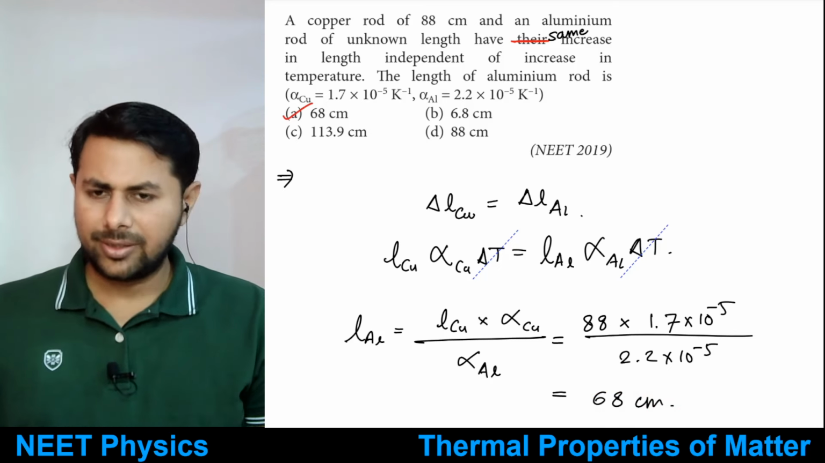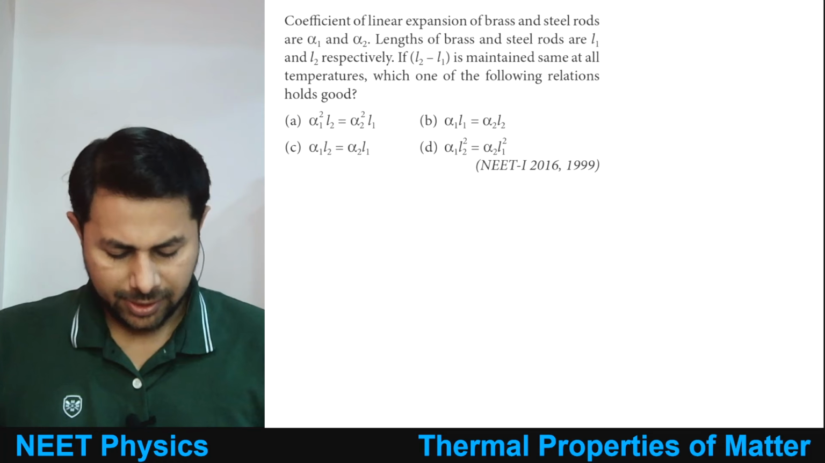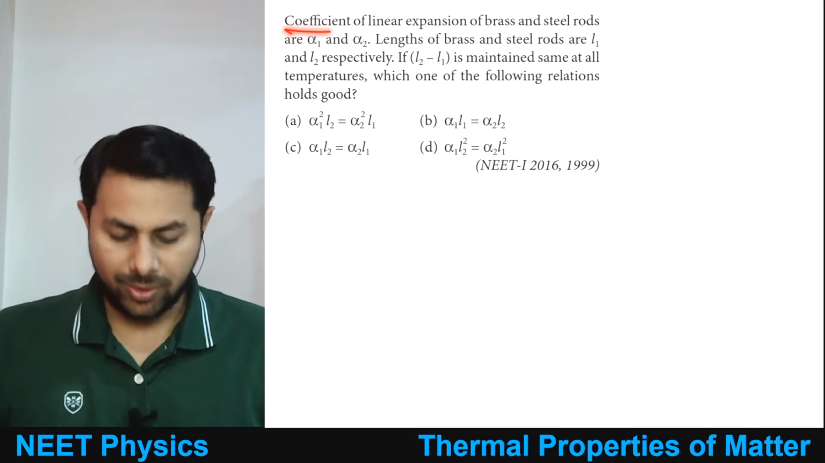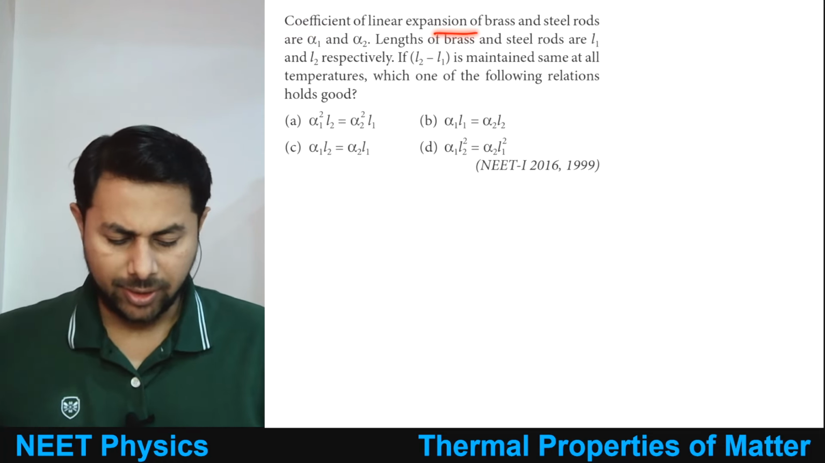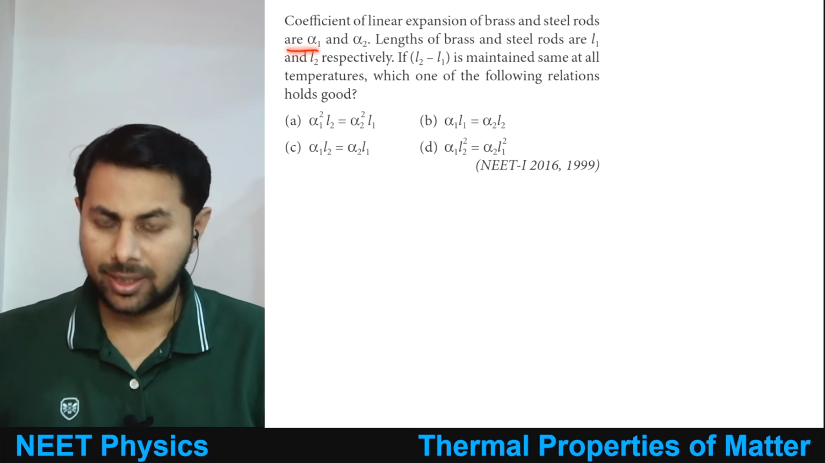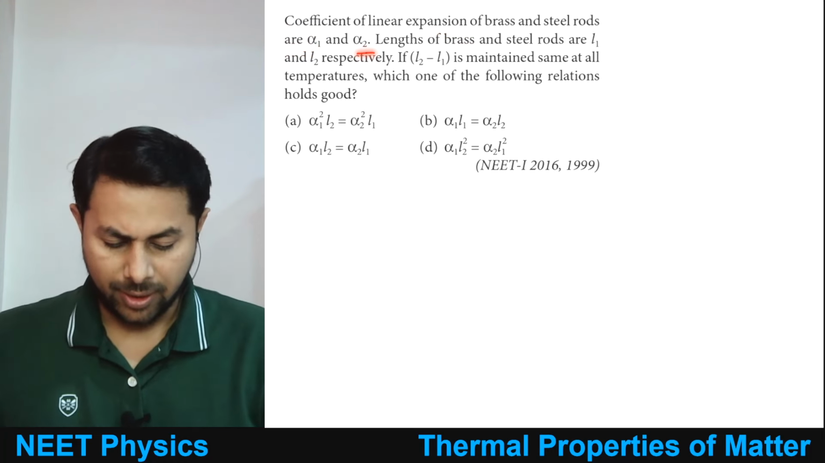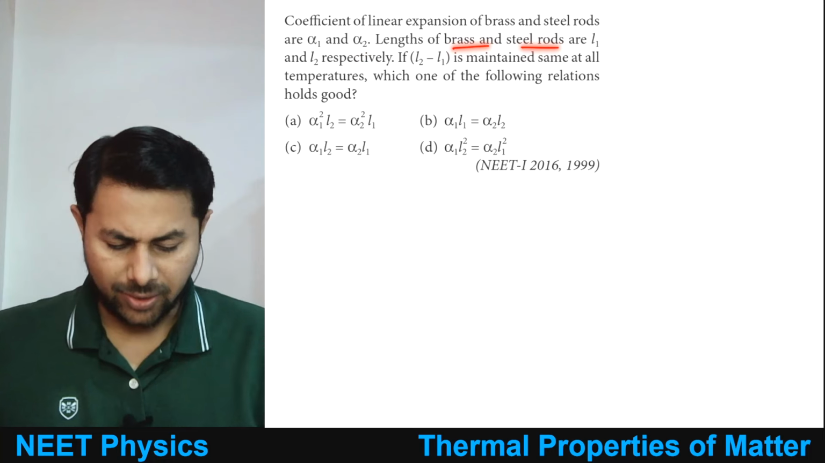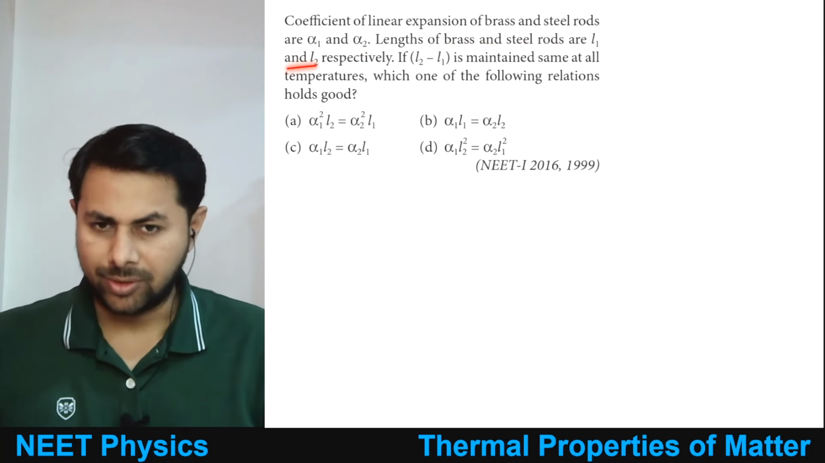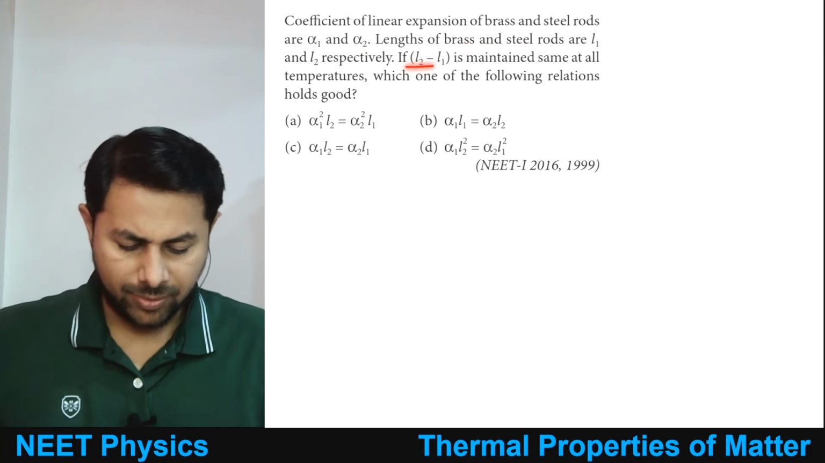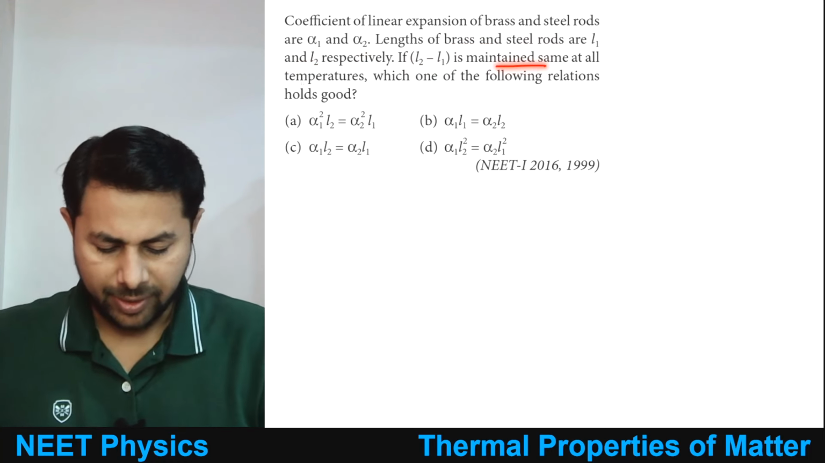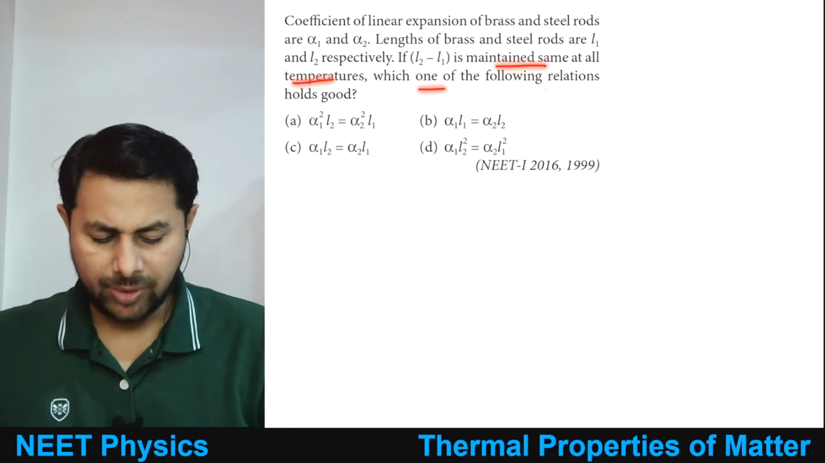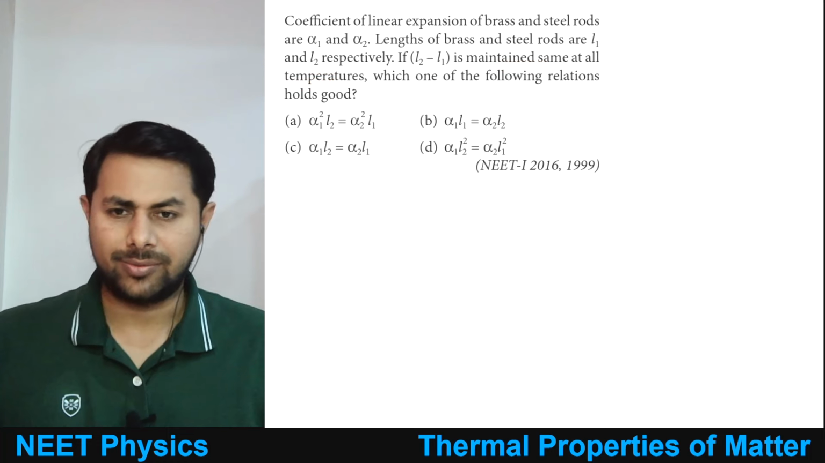Is this clear? Yes, no? So let us see this next problem. The coefficients of linear expansion of brass and steel rods are alpha 1 and alpha 2. Lengths of brass and steel rods are L1 and L2 respectively. If L2 minus L1 is maintained same at all temperatures, which one of the following relations holds good?